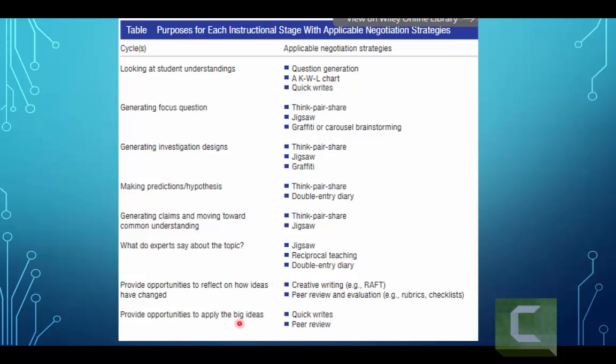And then finally, they're going to provide opportunities to apply the big ideas through quick writes and peer reviews and things like that. So, as you can see here, this is a really good framework to think about integrating literacy while you're investigating a scientific issue.